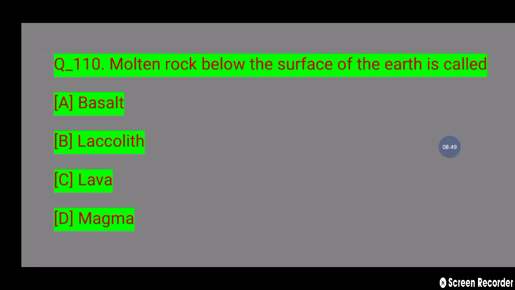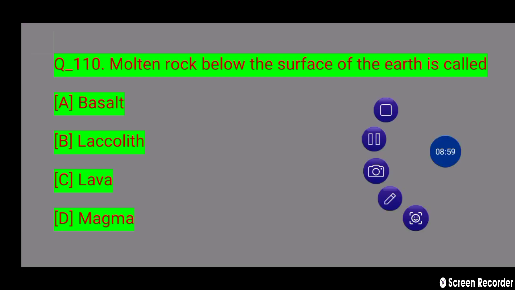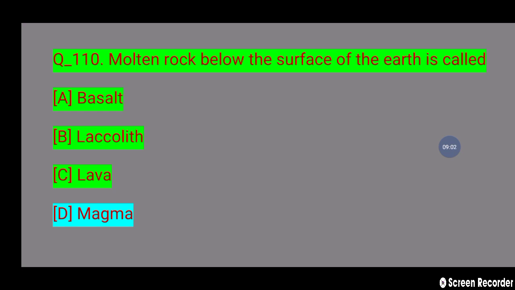Question number 110 asks: molten rock below the surface of the earth is called what? Among these four options, which one will it be? Option D, magma, molten rock below the surface of the earth is called magma.